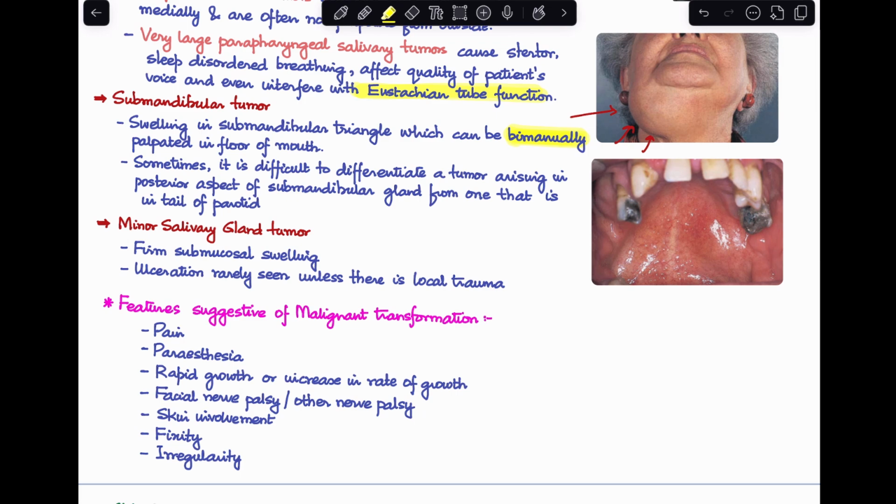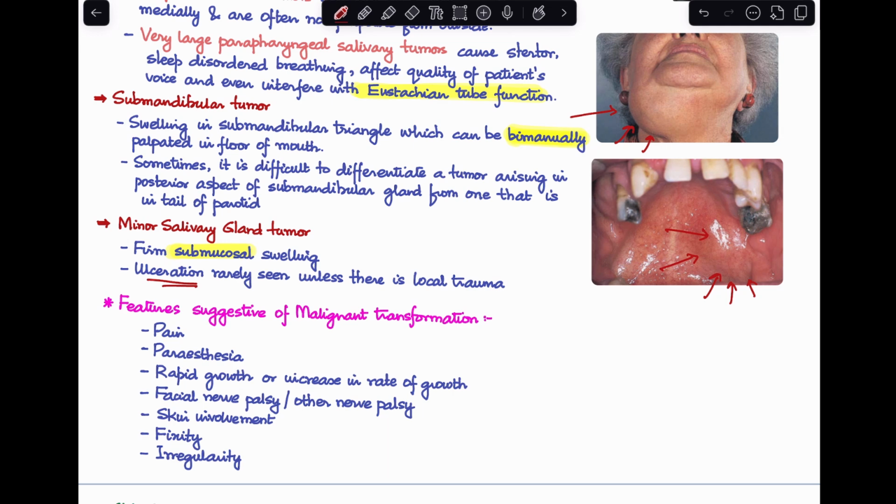Lastly, any minor salivary gland tumor usually presents as a firm submucosal swelling. You can see in this image, the palate over here is actually the most common site of involvement in case of minor salivary gland tumors. So you see a submucosal swelling over here, and very rarely this swelling can have ulceration, unless there is local trauma in that region, but usually it is not seen. So it presents with this kind of a swelling. So that's all about the presenting features of the different salivary gland tumors.